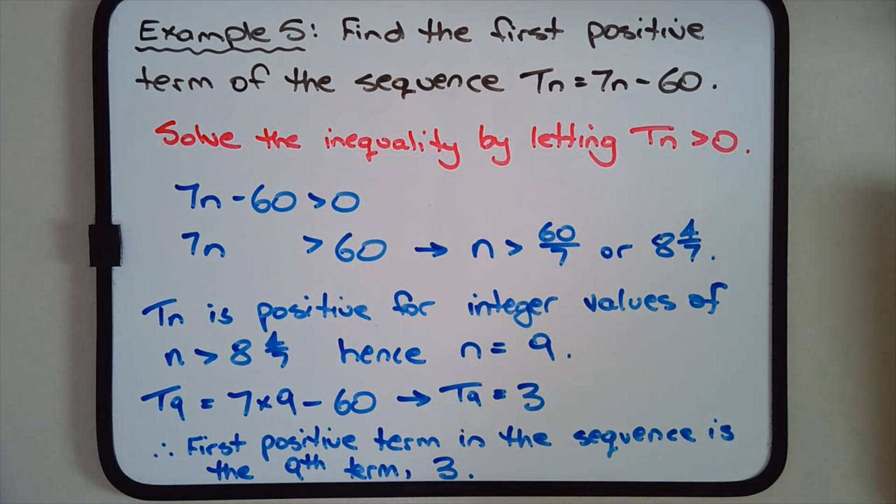So the next integer value of n greater than 8 4/7, of course, is n equals 9. And we can test that by substituting n equals 9 into the original formula. So T9, the 9th term, is equal to 7 times 9 minus 60. 7 times 9 is 63. 63 minus 60 is 3. So T9 equals 3. So therefore, the first positive term in the sequence is the 9th term, 3.